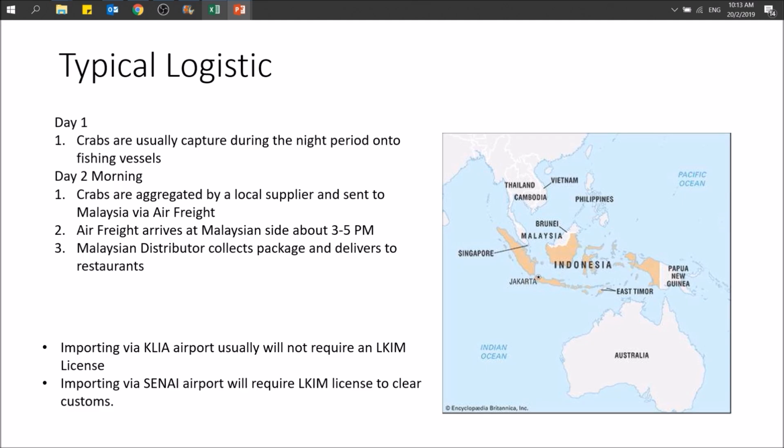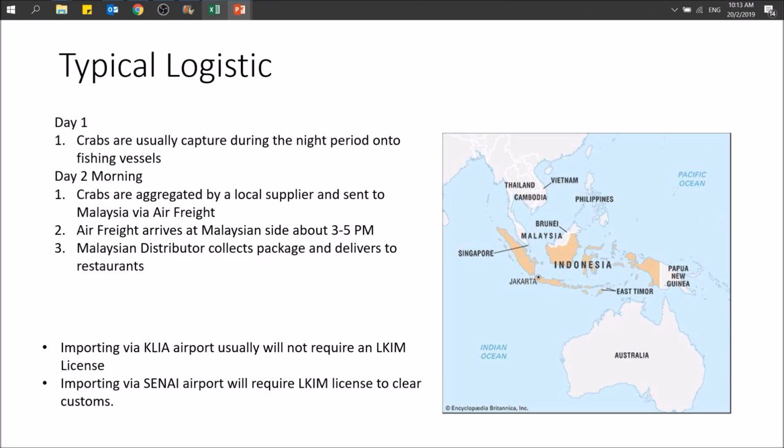So it will then leave by boat from East Kalimantan all the way to Tawau and reach the next morning about 8 p.m. where a second trader, which is the importer from the Malaysian side, will then receive the goods or repack some of the crabs and redip some of the crabs in water and repack them to be exported to some of their other buyers in West Malaysia side.